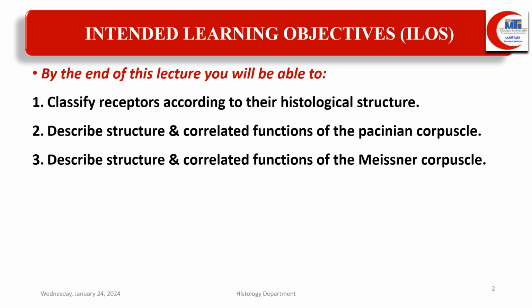What about the ILOs of this lecture? By the end of this lecture, you will be able to, number one, classify receptors according to their histological structure. Number two, describe the structure and the correlated functions of the Pacinian corpuscle. Number three, describe also the structure and the correlated function of the Meissner corpuscle.